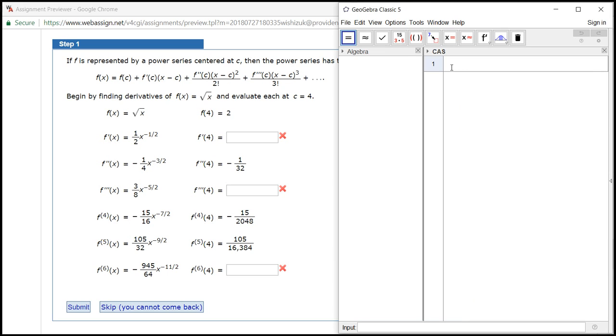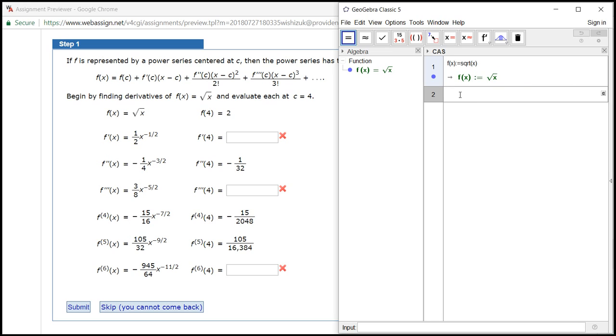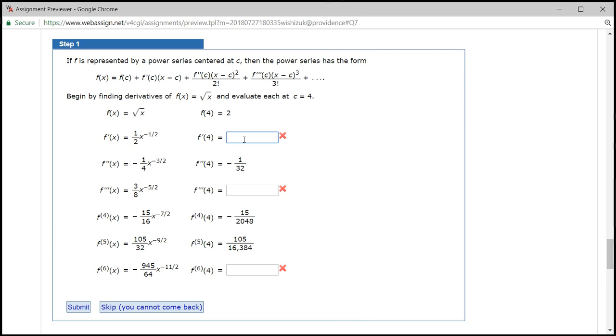All right, so first thing is I'm going to define f of x. Right, f of x colon equals, and then in this case the function is square root of x. Hit enter. Right, now the function is defined. So I'm going to find f prime of 4. So we can just do f prime of 4. Right, hit enter. So it's 1/4.